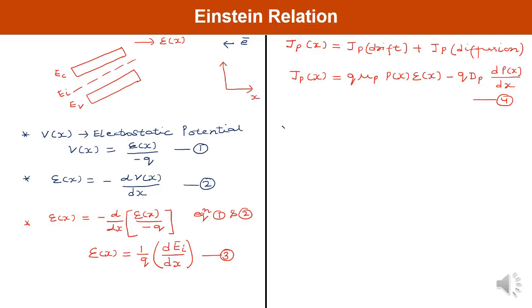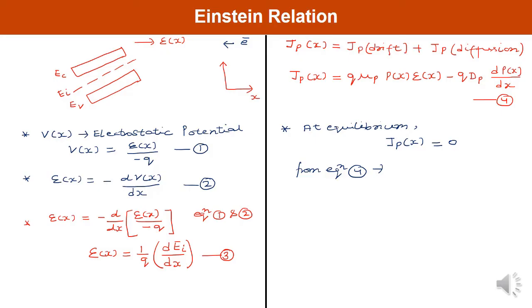At equilibrium, no net current flows in the semiconductor. It means at equilibrium, this term Jp of x, this particular term would be 0. So from equation 4 you can write as, this equation would be what? This is equal to 0.